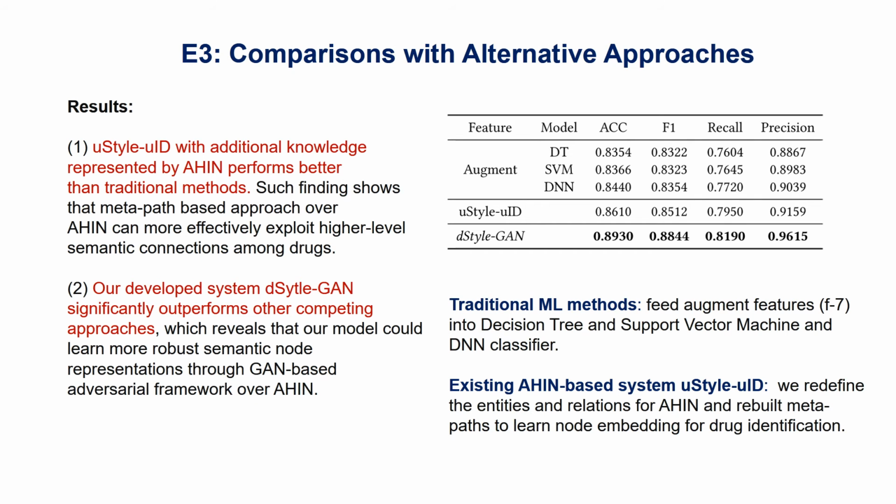We also compare our system with several alternative approaches, including a traditional machine learning-based method and an existing attributed HIN-based system. The results show that the attributed HIN-based system, with additional knowledge represented by the attributed HIN, performs better than the traditional method. However, our developed system significantly outperforms other approaches, which may be because our model could learn more robust semantic node representations through the GAN-based adversarial framework over attributed HIN.